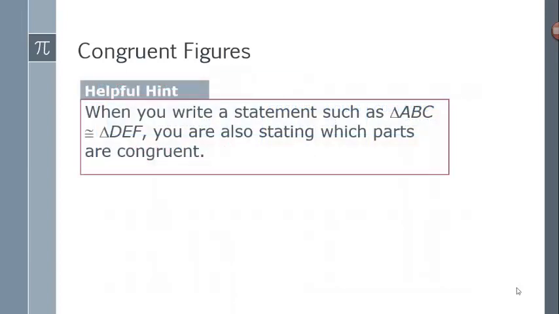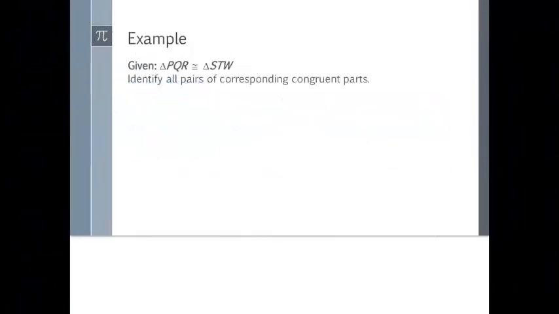When we write a statement such as triangle ABC is congruent to triangle DEF, you are stating which parts are congruent, like we saw in that last diagram. Let's take a couple of examples using corresponding parts of congruent triangles. We're given that triangle PQR is congruent to triangle STW, and we're asked to identify all pairs of corresponding congruent parts. It might help to actually draw the triangles.